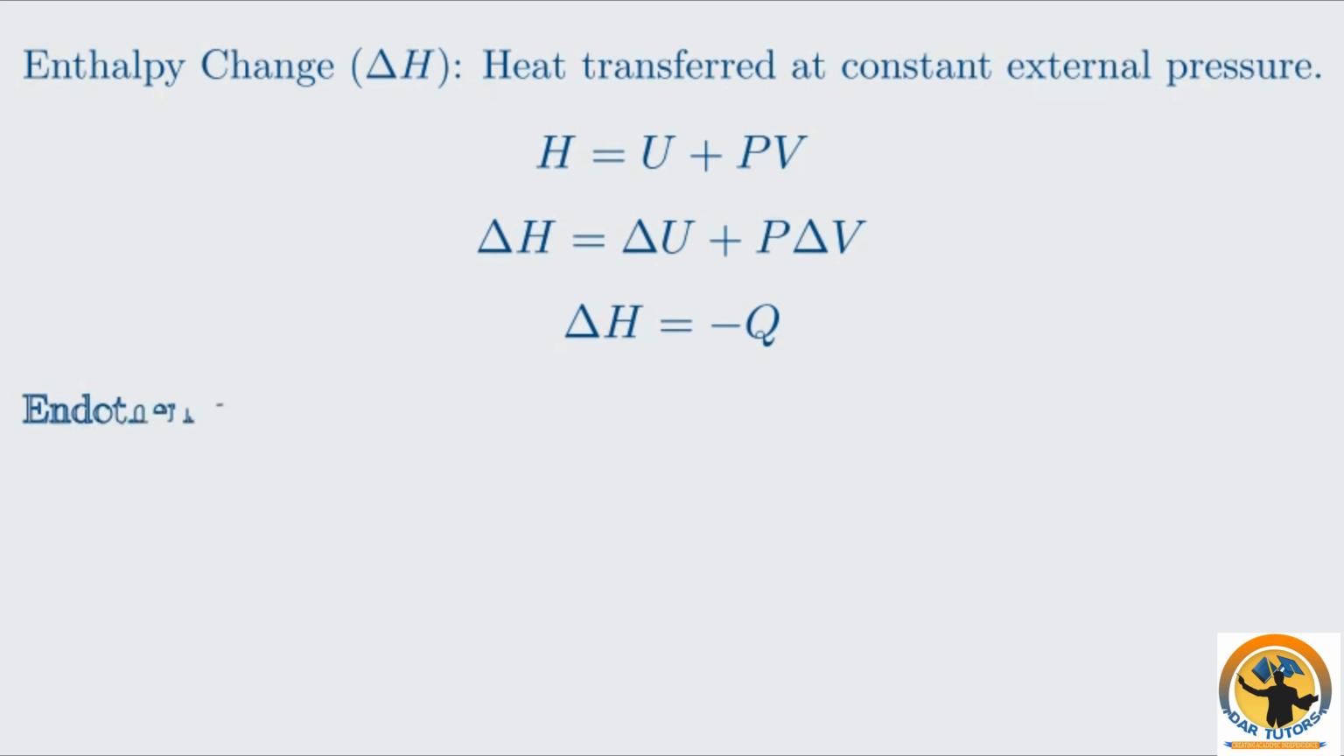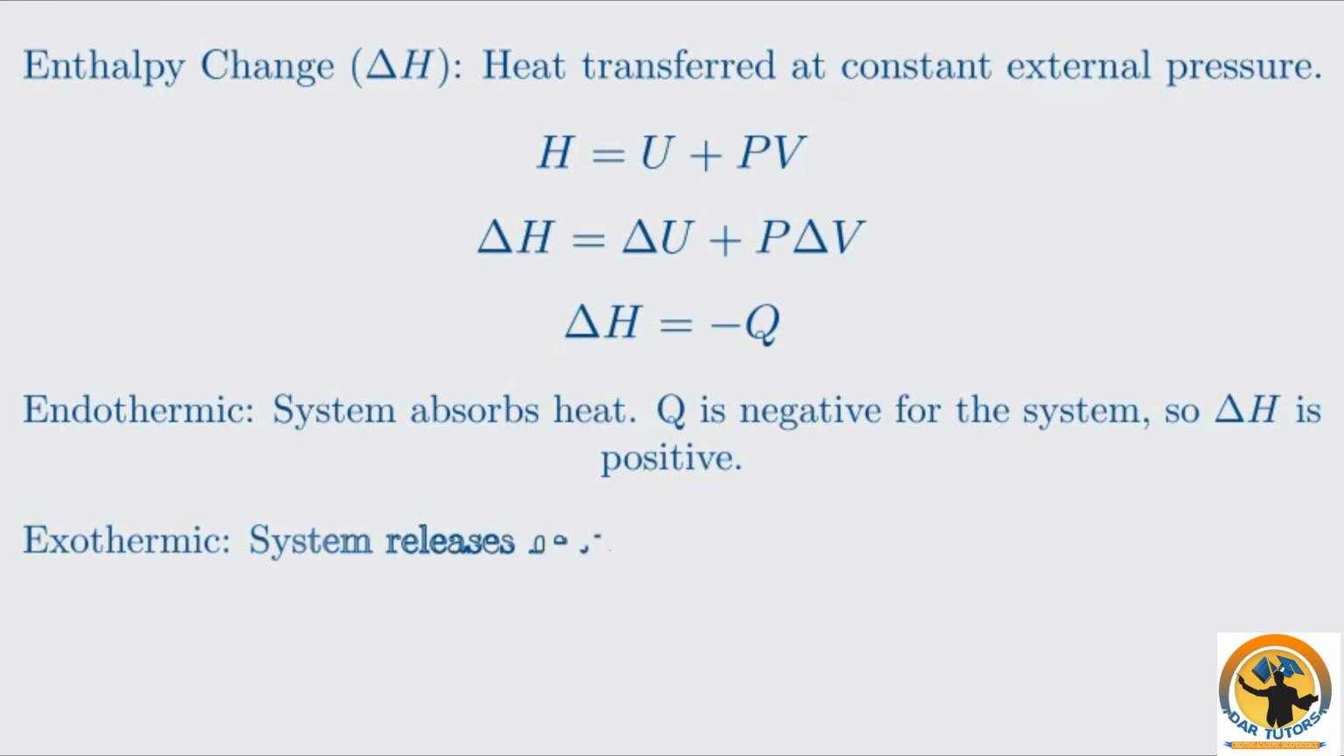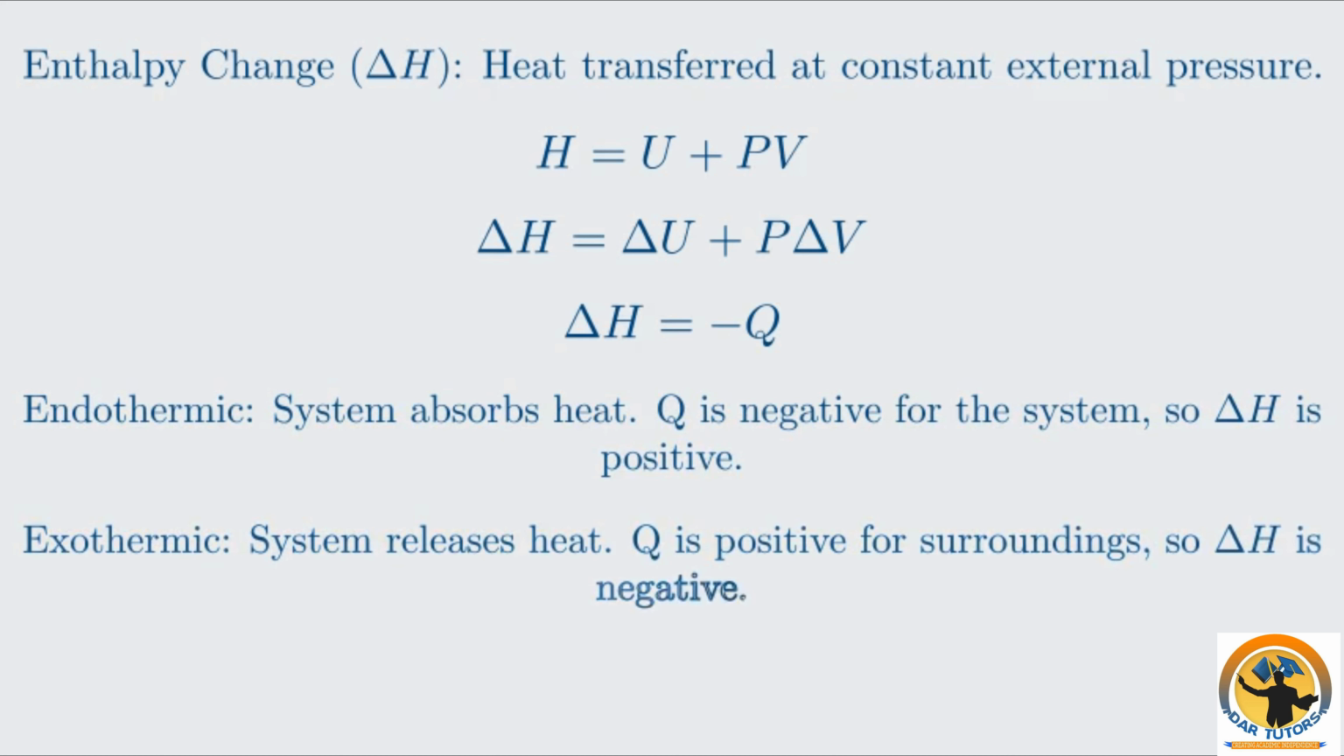Let's summarize. For an endothermic reaction, heat is absorbed, so Q is negative for the system, and therefore delta H is positive. For an exothermic reaction, heat is released, so Q is positive for the surroundings, and therefore delta H is negative. Most enthalpy change values are given under a specific set of standard conditions to allow for fair comparisons. This is called the standard enthalpy change, denoted by the symbol delta H naught.